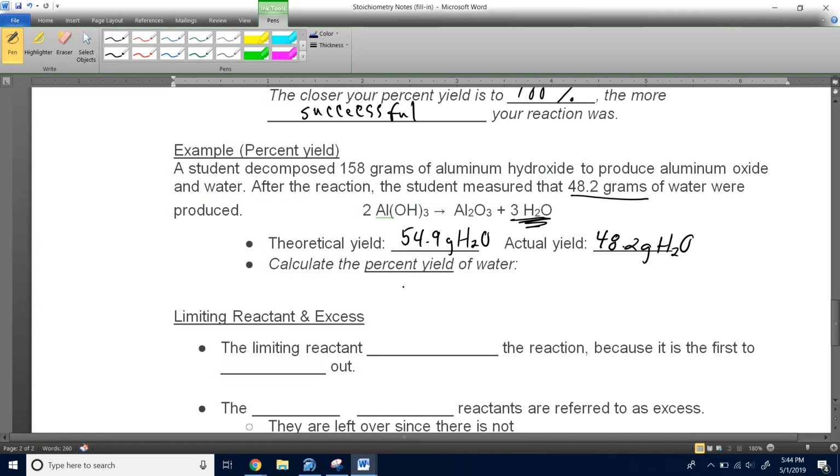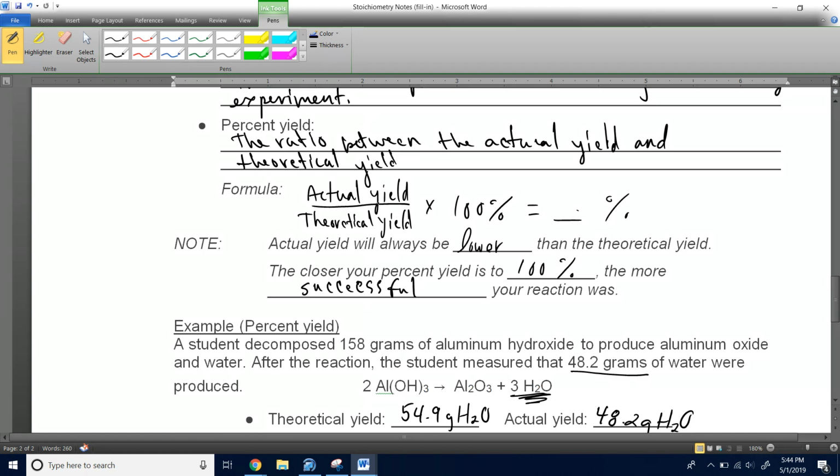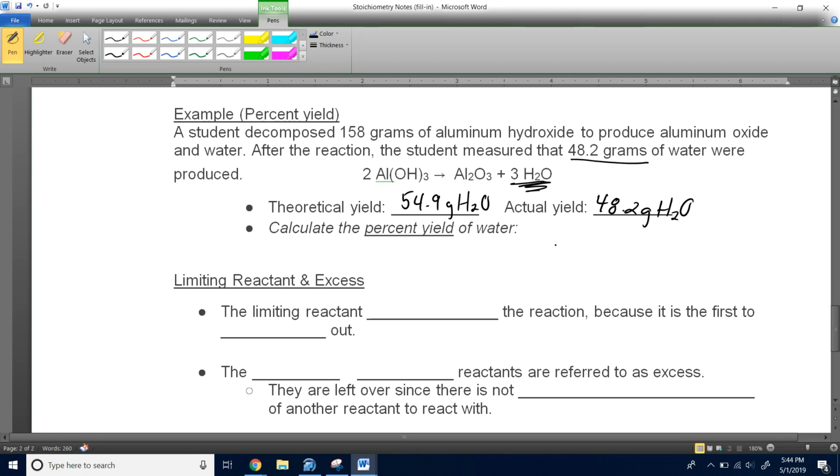So when we calculate the actual percent yield, we have to take our actual yield. So we take our 48.2 and we divide it by our theoretical yield, 54.9, and we multiply all that by 100. And once we do that, we get a percentage of 80. Oh my gosh. My apologies, guys. 88%.